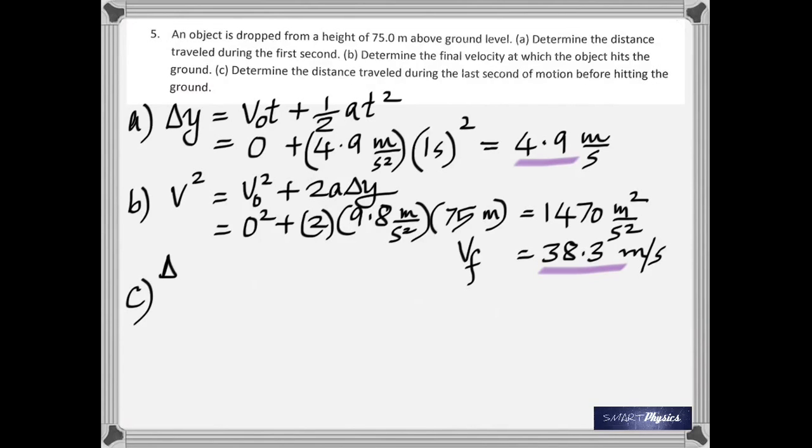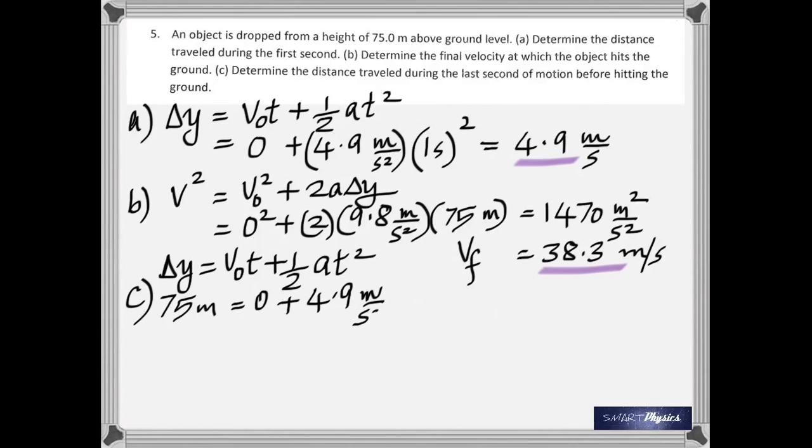C part, you got to find the distance traveled during the last second of motion, and we do not even know how many seconds it'll take to hit the ground. So first we'll find the time taken for it to hit the ground. We'll use this equation because we know delta y is 75 meter. Initial velocity is 0, and we can find the total time taken for it to hit the ground.